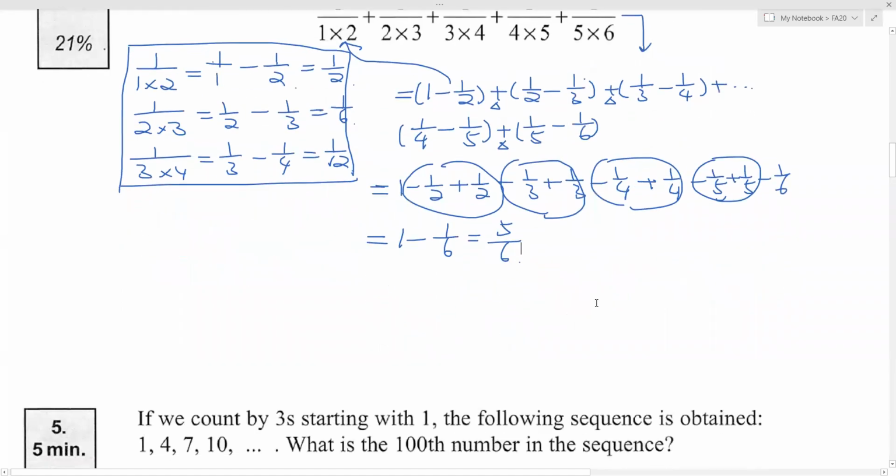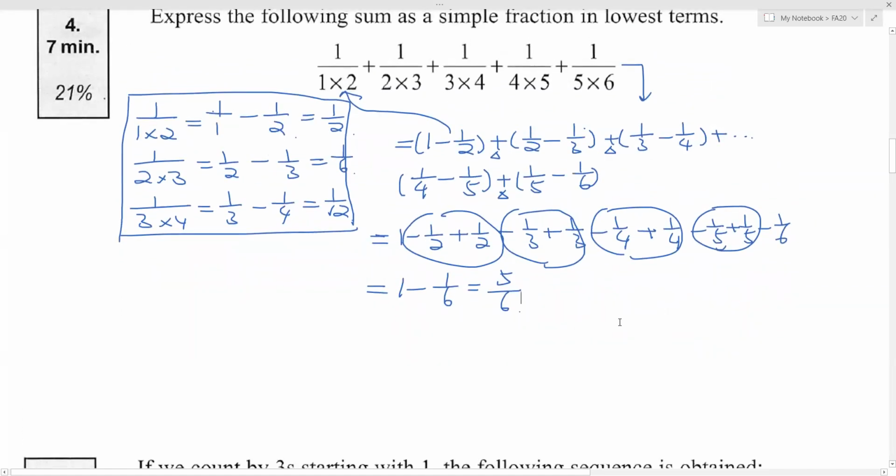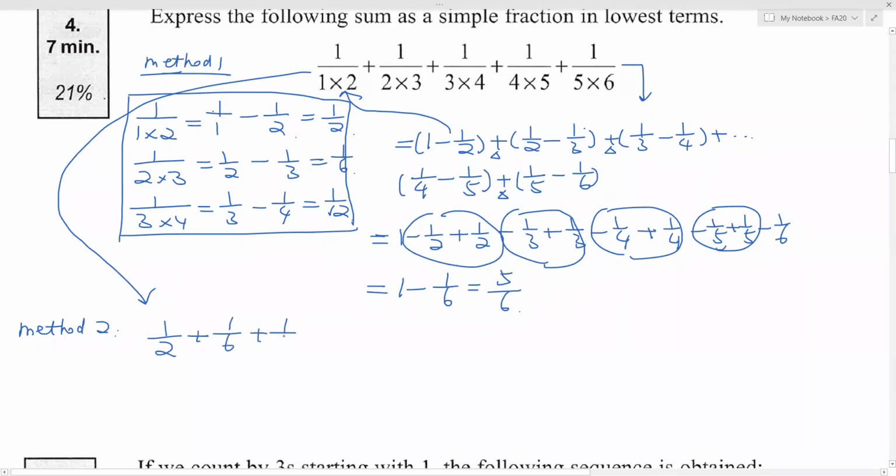But I've got quite a few people from my Mondays class. They insist that it's not that hard if they just go ahead and do the whole thing, which I completely agree. So let's do the hard way out. Let's just say this whole thing becomes 1/2 plus 1/6 plus 1/12, 1/20, 1/30.